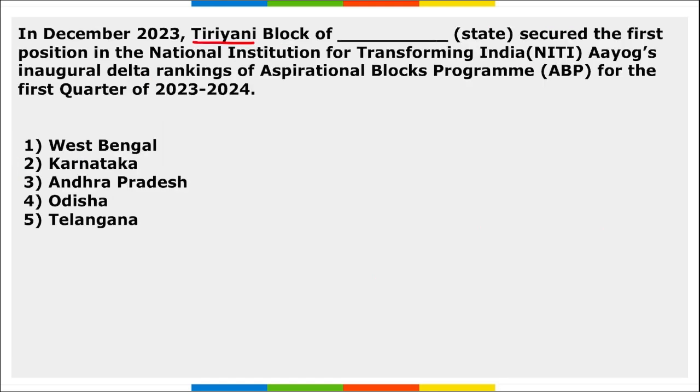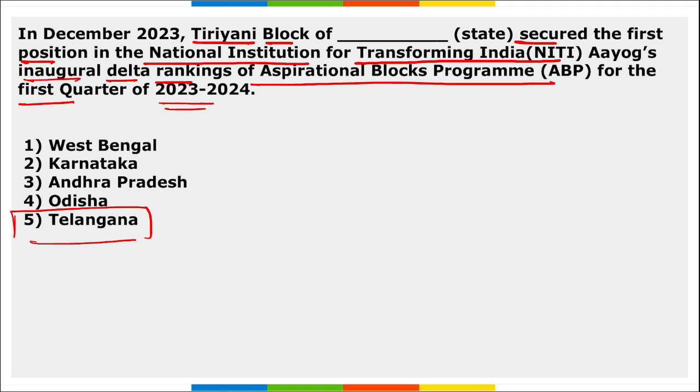Next, which block of which state secured the first position in the National Institution for Transforming India, NITI Aayog's inaugural Delta ranking of aspirational blocks program for the first quarter of 23-24? It is Telangana state.